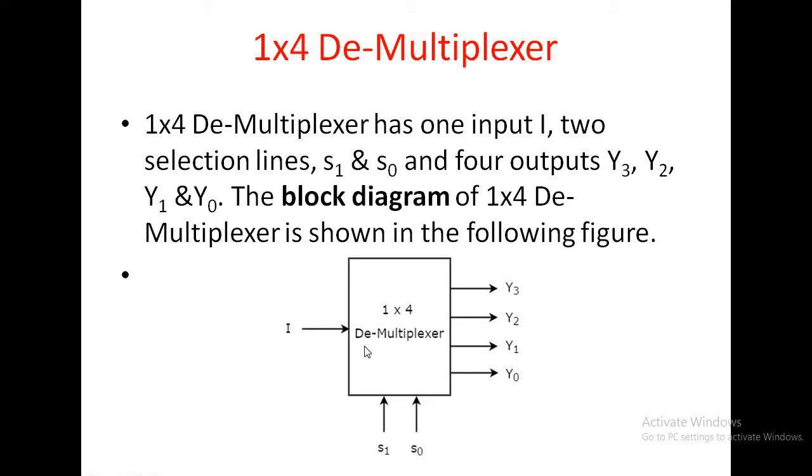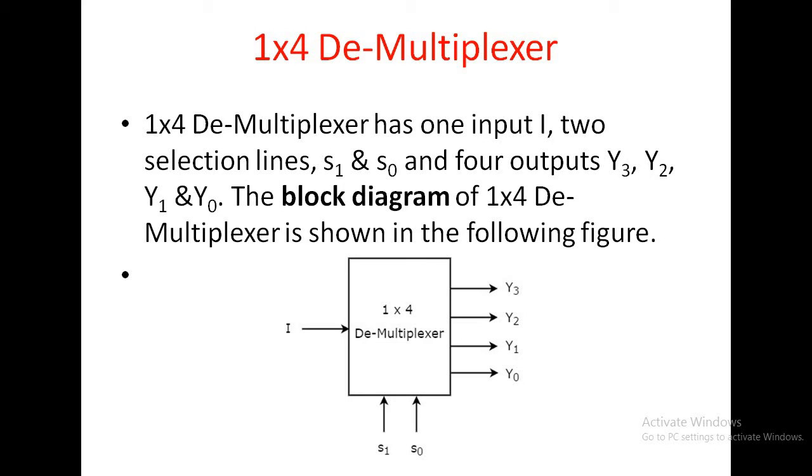So this is the block diagram of your 1 to 4 demultiplexer. Only one single input line and 4 output lines are there. If 4 output lines are there, automatically 2 selector lines S0 and S1 are present, 2 to the power 2 is equal to 4. So the 1 cross 4 demultiplexer has one input I, 2 selector lines S0 and S1, and 4 output lines Y3, Y2, Y1, Y0. So this is my block diagram of 1 to 4 demultiplexer.